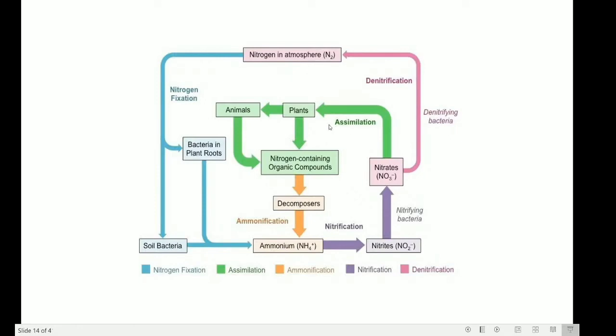In this assimilation process, nitrogen-containing organic compounds are produced in the plant. Then the decomposer helps convert that nitrate into ammonia, the NH3 plus ions. This is a basic thing.